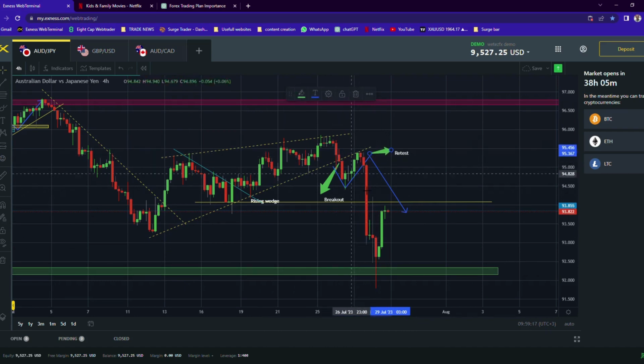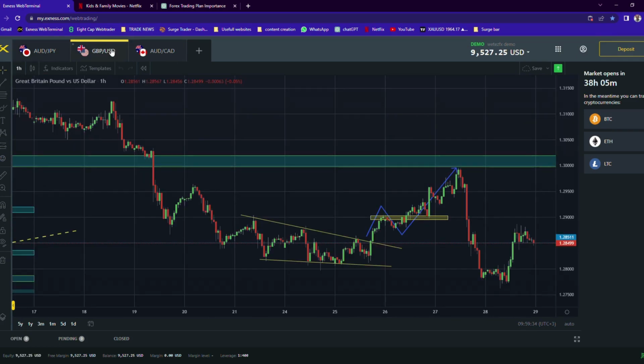This wedge created one of the best entries of the week that went straight away to 200 pips on the same day. So this was a very, very good entry on the rising wedge. So let's look at some other currencies to see how it looks.